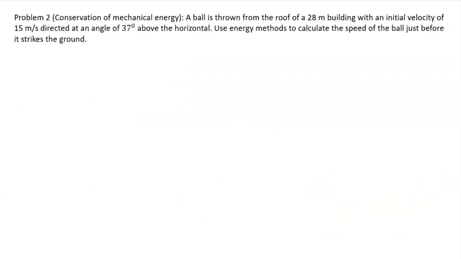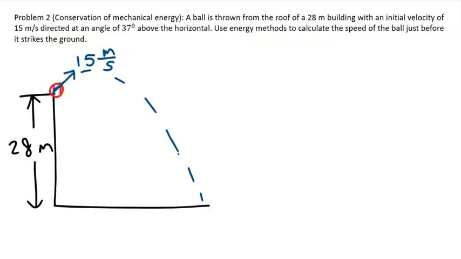Let's do a problem on conservation of mechanical energy. A ball is thrown from the roof of a building, 28 meters in height, with an initial velocity of 15 meters per second, directed at an angle of 37 degrees above the horizontal. Now use the energy methods to calculate the speed of the ball just before it strikes the ground. So the situation is depicted in this diagram. Now we want to determine the speed when the ball hits this point.